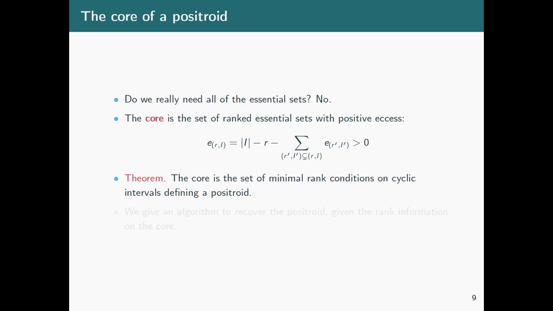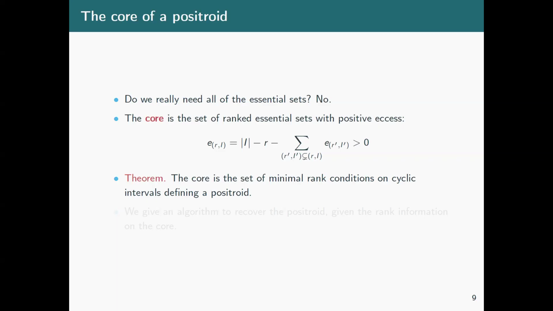Now, if we have something, for example, like 1, 2, 3, 4, then we will have an essential set 1, 2, which has access 1. And then the set 1, 2, 3, 4 has access 4 minus the rank, which is 2, minus the access that we are already counting.